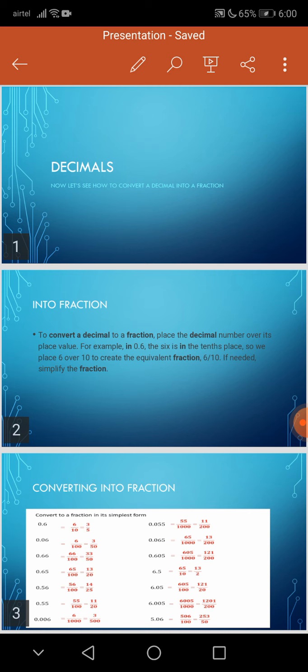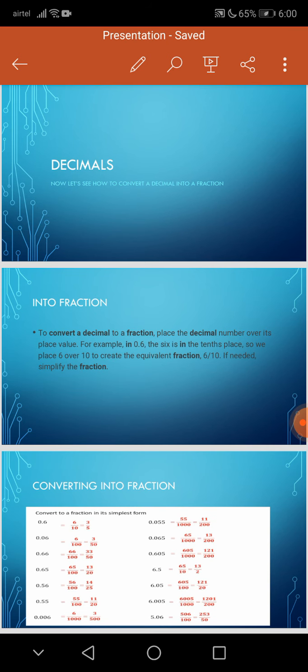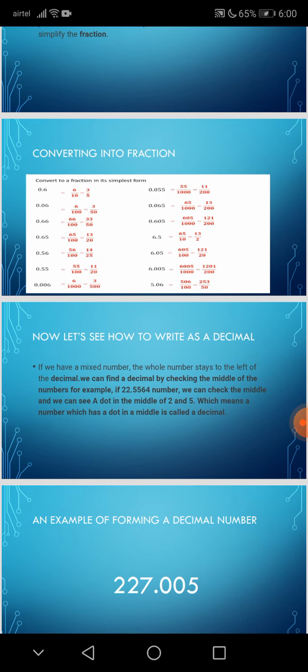To convert a decimal into a fraction, place the decimal number over its place value. For example, in 0.6, the 6 is in the tenths place. So, we place 6 over 10 to create the equivalent fraction, 6 by 10. If needed, simplify the fraction. Now let's see how to convert into a fraction.